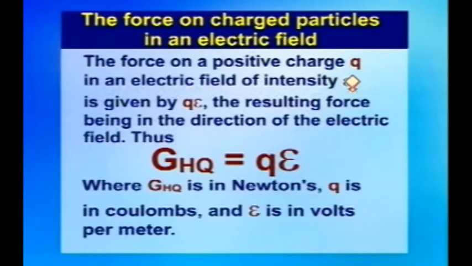The force on a positive charge Q in an electric field of intensity E is given by Q into E, the resulting force being in the direction of electric field. So we can express this as F = QE, where F is in newtons and Q is in coulombs, E is in volts per meter.